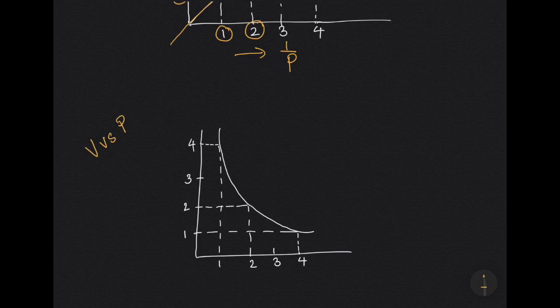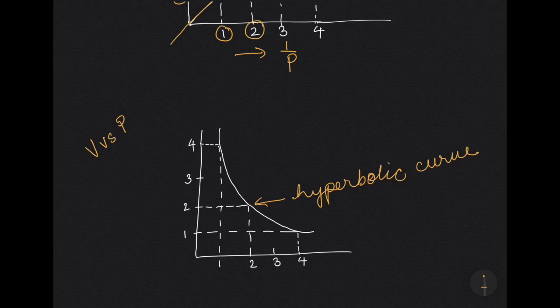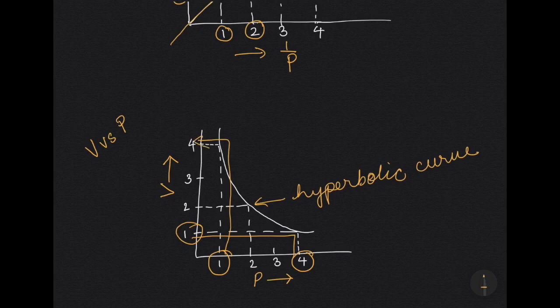Now, next, when we plot volume versus pressure, we get a hyperbolic curve. What is a hyperbolic curve? It is a curve like this, which is known as a hyperbolic curve. Now why are we getting a hyperbolic curve? Because we are plotting volume versus pressure. So when the pressure increases, the volume decreases. Similarly, when the pressure decreases, the volume increases. So what type of a curve are we getting? We are getting a hyperbolic curve. And here also, you must not forget the temperature remains constant.